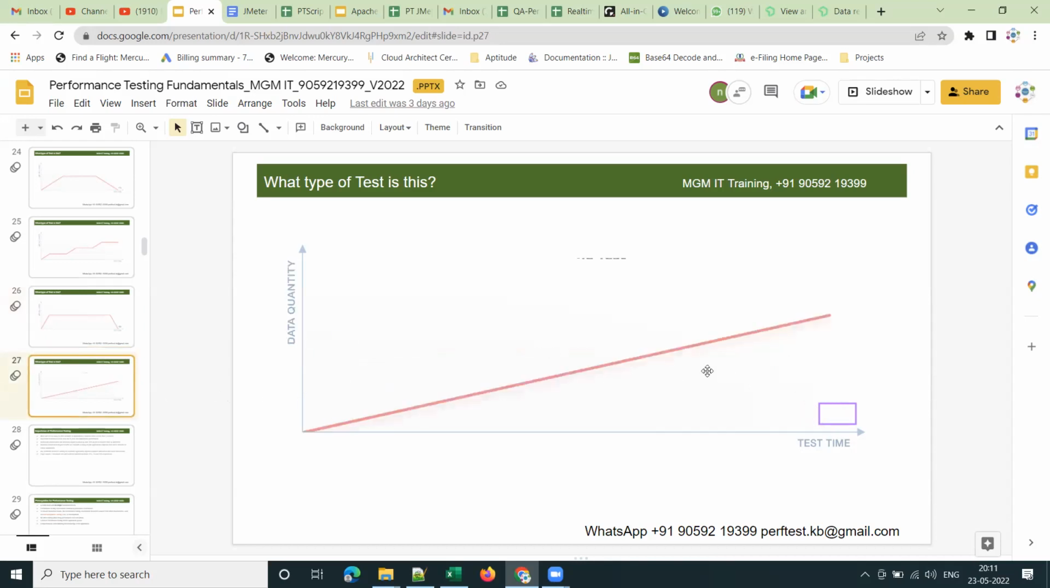So what does this graph represent? Scalability test? Sorry. Now observe: on the x-axis, elapsed test time is represented, and on the y-axis you have data volume, data quantity. So this graph represents a volume test. Clear, guys?